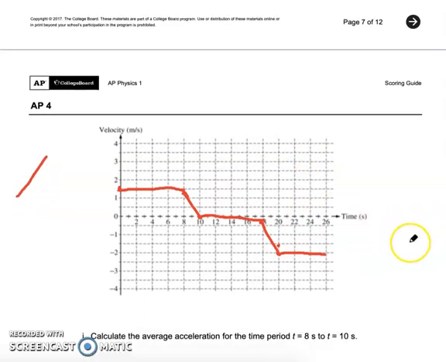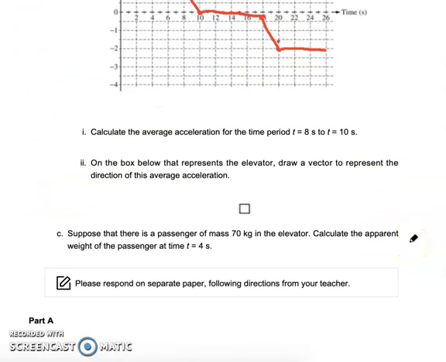Okay, and then the rest of the problems are basically to calculate average acceleration. So acceleration from 8 to 10. You could find the slope of this graph, that would work. Or you could just say a is delta v over t. We know before it started accelerating it was moving 1.5. At the 10th second it was not moving, 0, and that took 2 seconds. So there is your acceleration. And since it's slowing down while it's moving forward, the acceleration has to be down.